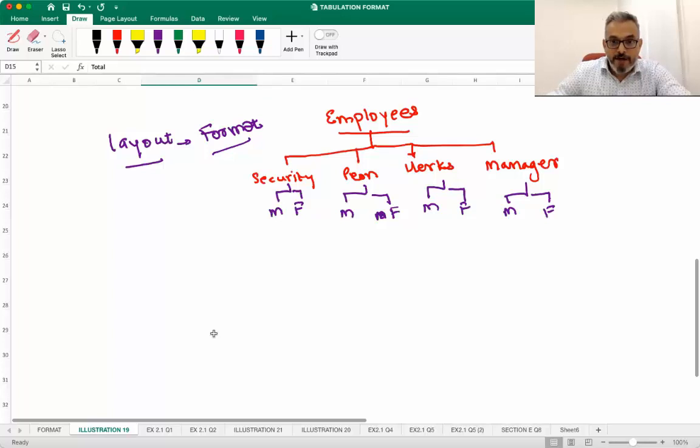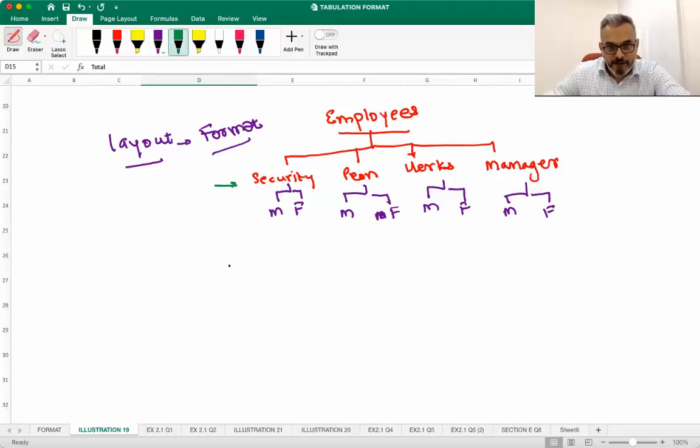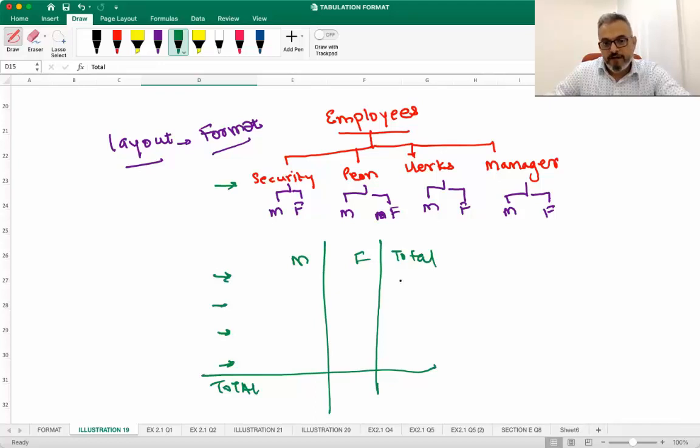So once you have this structure, various levels, you can take this level of types of employee. So security, peon, clerk and manager. And then you can have male, female and total. But for all these also we need to do the total. So total over here also, total over here also. This is how we make the format.